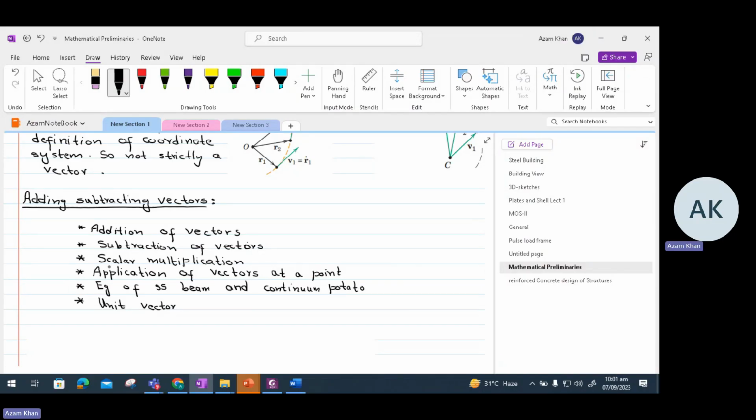Let us further discuss vector algebra. So we will discuss addition, subtraction, and scalar multiplication of vectors. Then we'll move on to application of vector at a point and discuss all these concepts with respect to structure engineering, and finally end up with unit vectors.